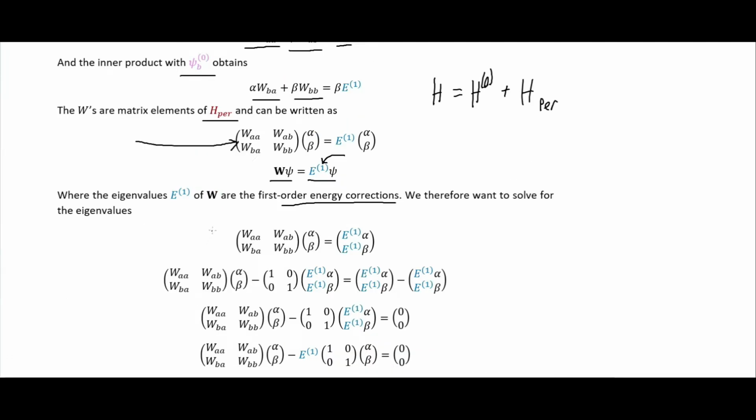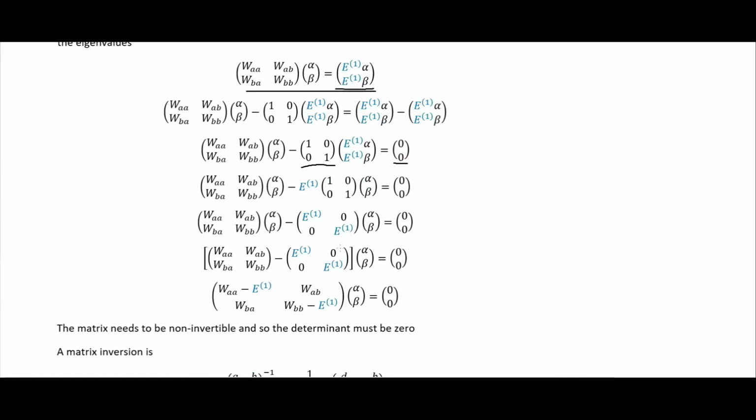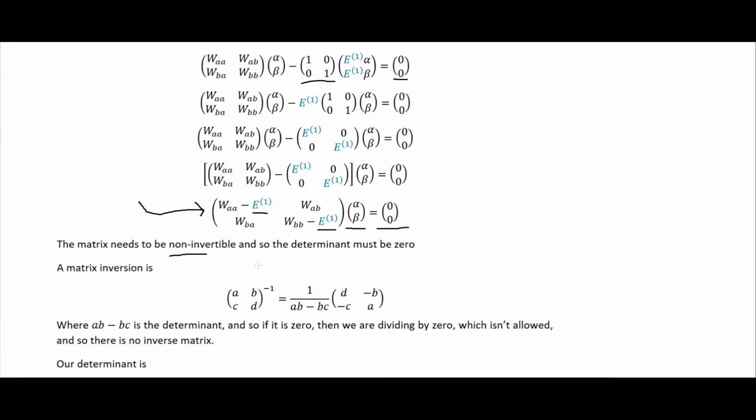We therefore want to solve for the eigenvalues, and so we go through the math here for eigenvalues. We have this right here. We subtract this from both sides, and we get the zero vector. We have this times the identity matrix, and we go through that and end up with this. So we have W sub AA minus the energy eigenvalue and W sub BB minus the energy eigenvalue, acting on our basis vector and equaling the zero vector. We need this matrix to be non-invertible in order not to just get trivial answers. And so the determinant must be zero, because this right here is how you find the inverse, which needs the determinant down here. If that's zero, we are dividing by zero, and therefore it is non-invertible.